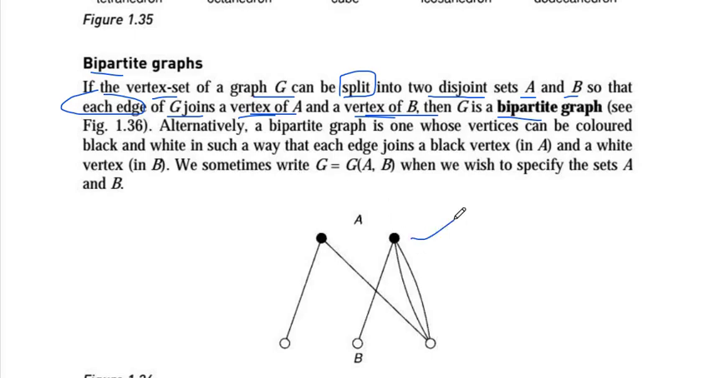For the difference we color the vertices black and white, so that each edge joins a black vertex in A and a white vertex in B. We sometimes write it like this, G of A and B, with sets A and B. So it's called a bipartite graph. Here there are 5 vertices and 5 edges, and each edge is connected with one vertex of A and one vertex of B.